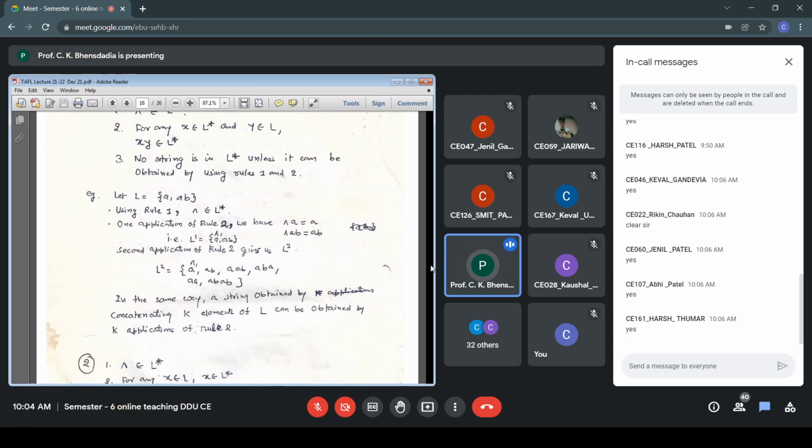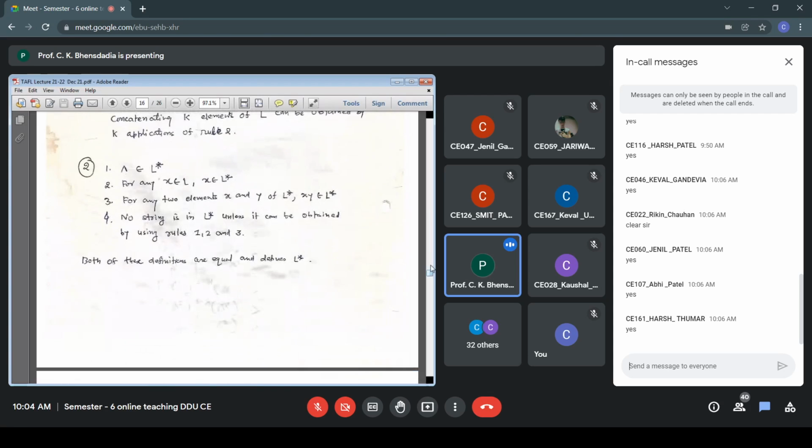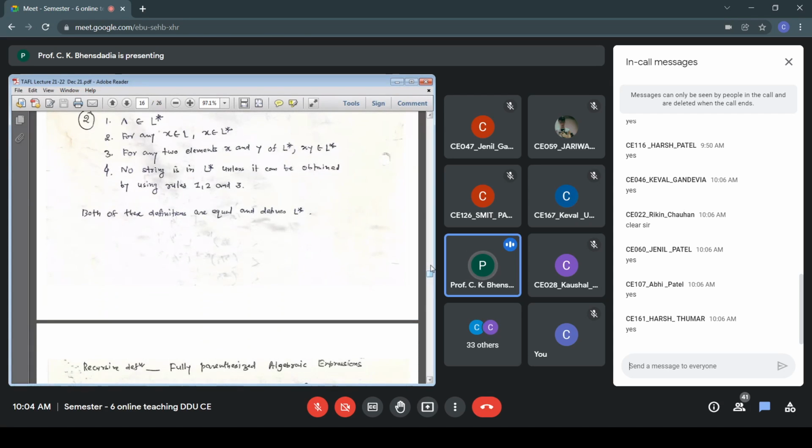Okay. So next we recursively define the language of fully parenthesized algebraic expressions. Let us define this recursively. Currently we are discussing the recursive definitions topic, which is part of chapter number 2. The earlier part was the principle of mathematical induction and other proof techniques. Currently we are in the second half of chapter number 2: recursive definitions.